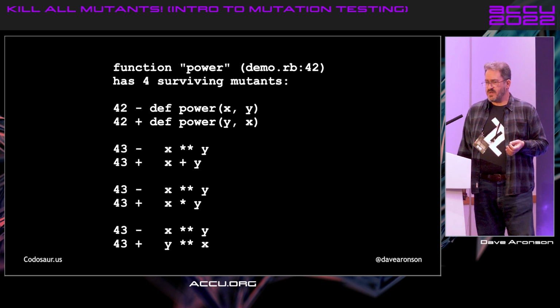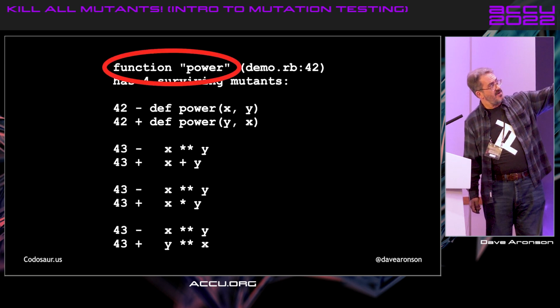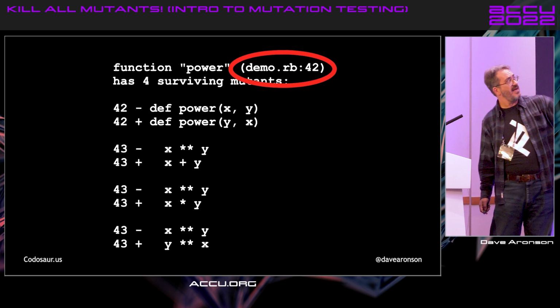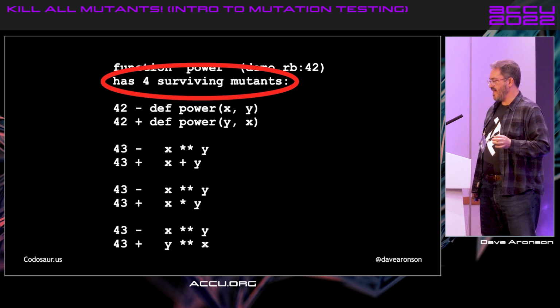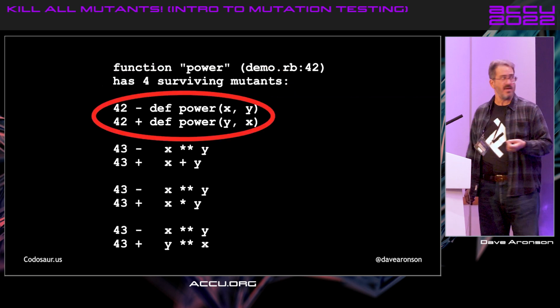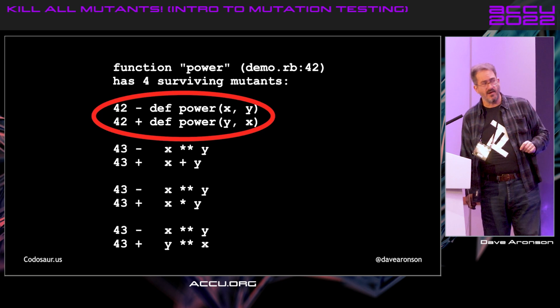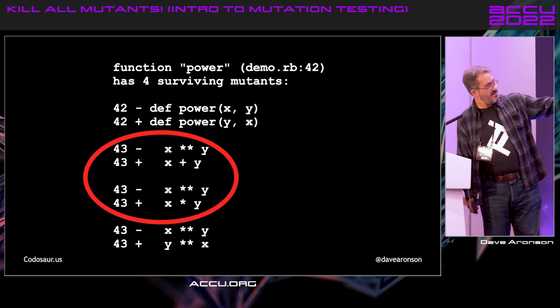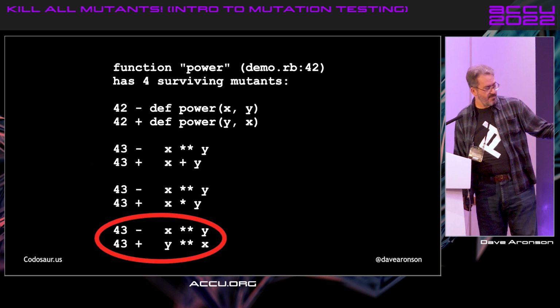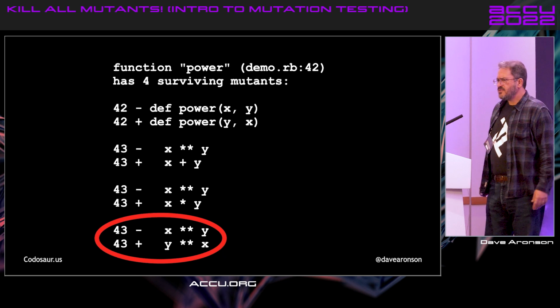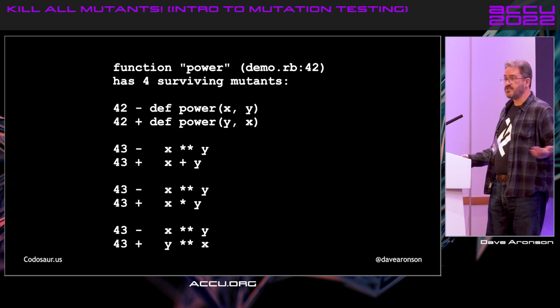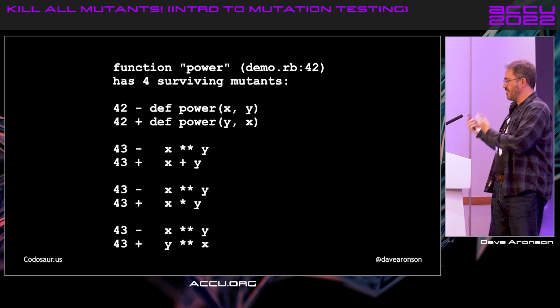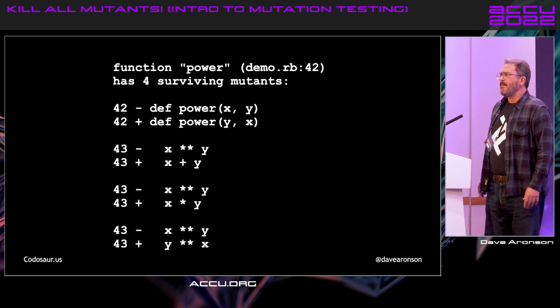To fully unpack this, what it means is that if we changed the function called power, which is in file demo.rb starting at line 42, in any of 4 different ways, then all of its tests would still pass. And then it goes on to tell us that those 4 ways are to change line 42 to swap the arguments, to change line 43 to change the exponentiation into either addition or multiplication, or to change line 43 to swap the operands of the exponentiation. So what is this set of surviving mutants trying to tell us? The very high-level message is that our test suite is not sufficient, either because there aren't enough tests, or the ones we have just aren't very good, or both, but we knew that.